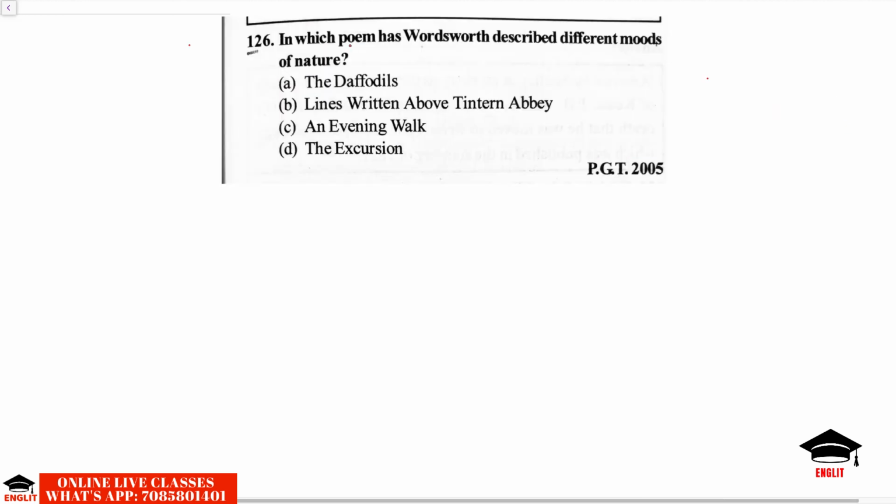Next question. In which poem does Wordsworth describe different moods of nature? Is it Daffodils, Lines Written Above Tintern Abbey, An Evening Walk, or The Excursion? The correct answer is Lines Written Above Tintern Abbey. Here in this poem he has described his different moods.